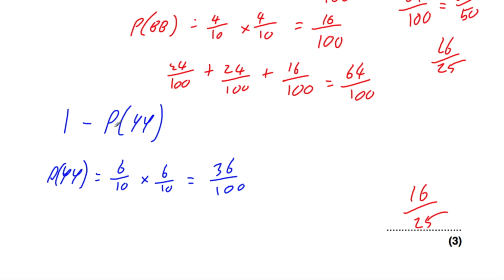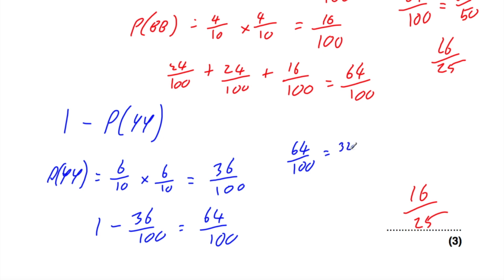And then if we take that away from 1, that tells the probability of getting at least one blue sweet, because all the other options will have to have at least one blue sweet. So 1, take away 36 hundredths. Remember, 1 is equal to 100 hundredths. So 100 hundredths take away 36 hundredths. Well, 100 take away 36 is 64. So 64 hundredths. And then if we cancel that down, it will be equal to 32 fiftieths. That'll be 16/25.